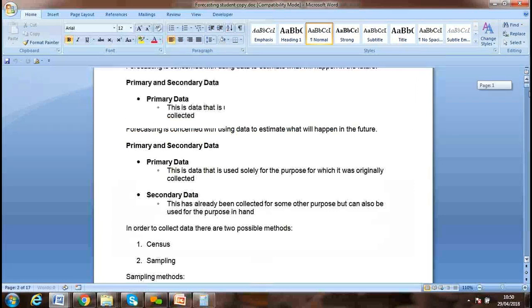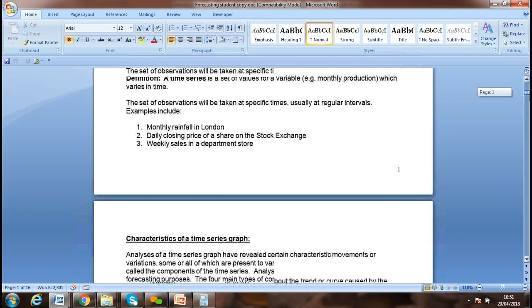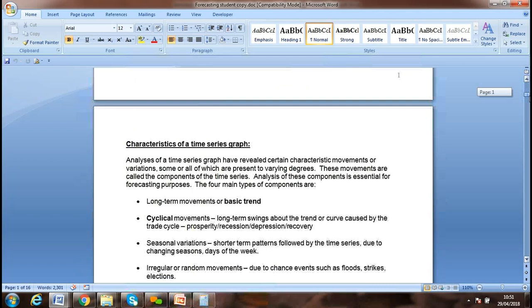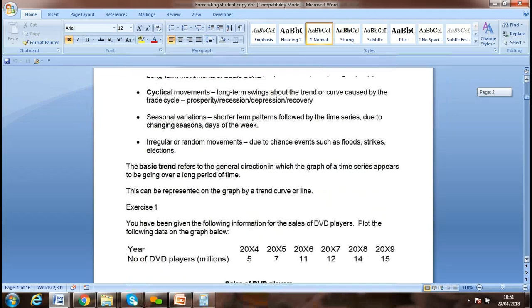Okay, it should be there. You know, one of our questions we're supposed to do is time series as well. Like last lesson, I think I mentioned as well. A time series is a set of values for variables, like monthly production, which vary over time, like monthly rainfall, daily cost price of shares, weekly sales. So we can use a time series graph as well. Cyclical basic trend analysis is called moving averages.